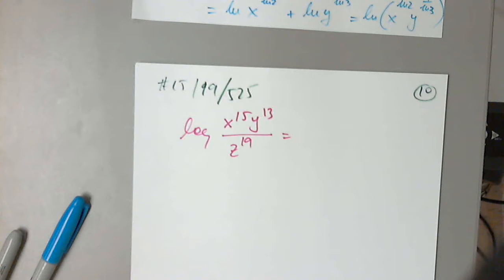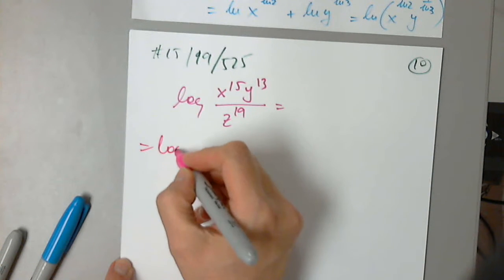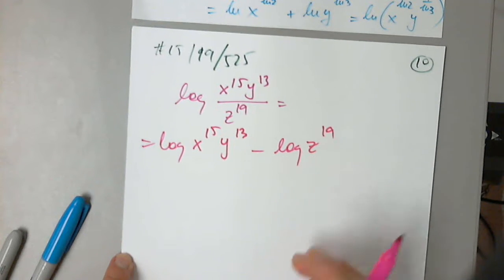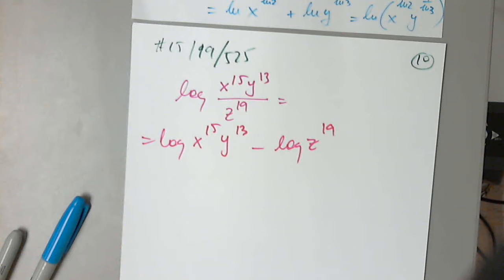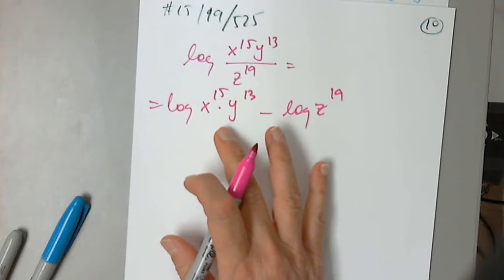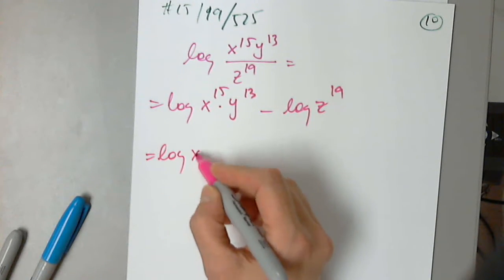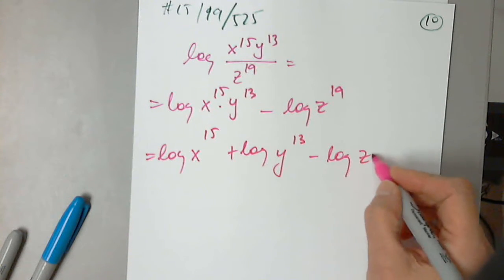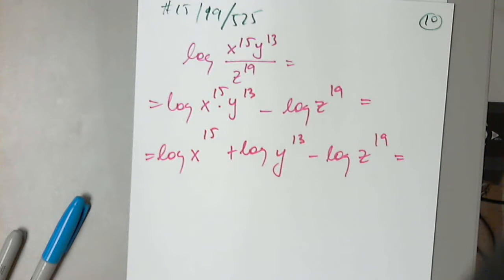That's the starting point. So log applied to a ratio equals log of the top minus log of the denominator. The ratio, the quotient rule, is gone. Now we have a product. We will apply log applied to a product, which means log of x to the 15th plus log of y to the 13th minus log z to the 19th. We still have one more property to apply.